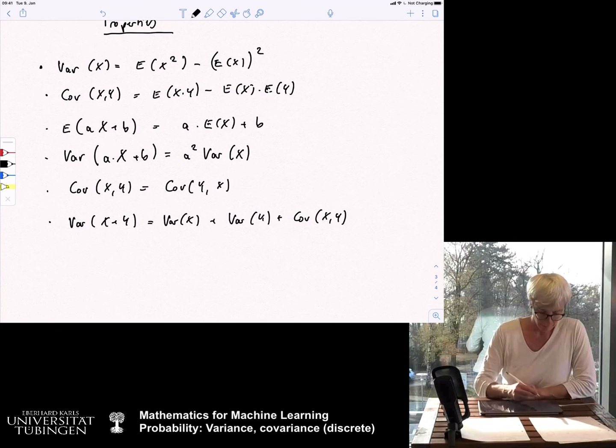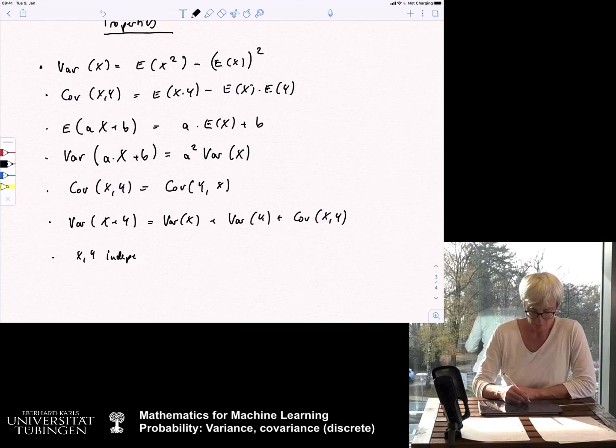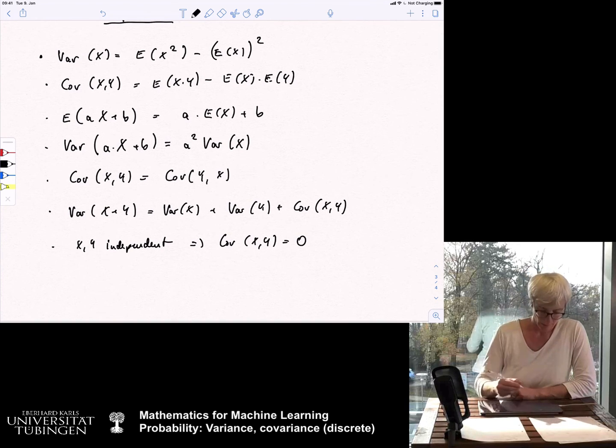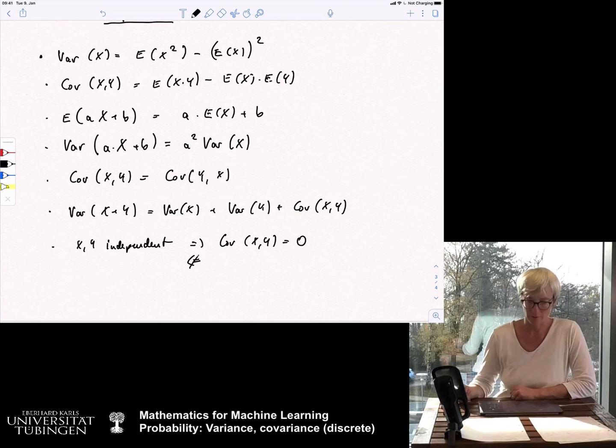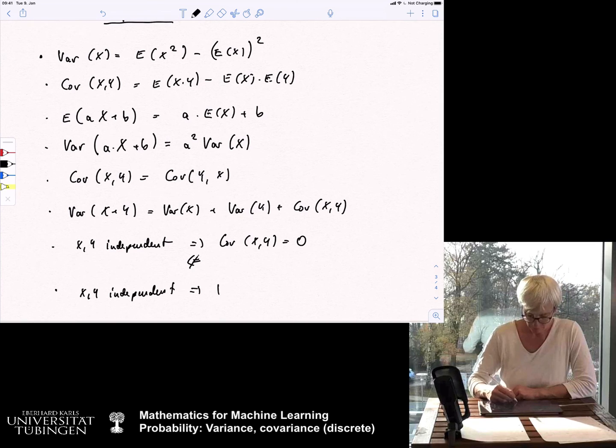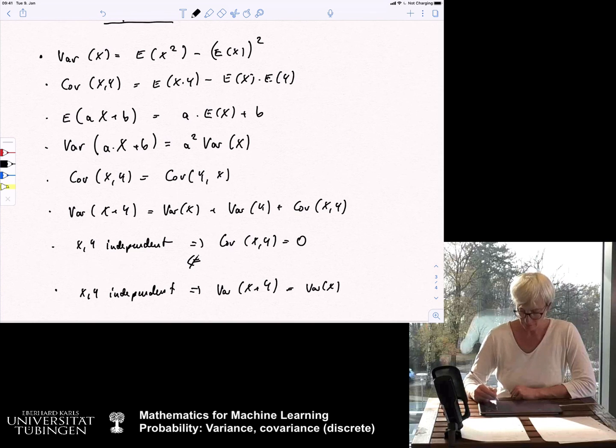What else do we have? I have on my list something I've already said quite often. If x and y are independent, then the covariance of x and y is 0. And we don't have this direction, we have already had that. And in particular, maybe I just write it down once more: if x and y are independent, then the variance of x plus y, this is just what we said, is the variance of x plus the variance of y.